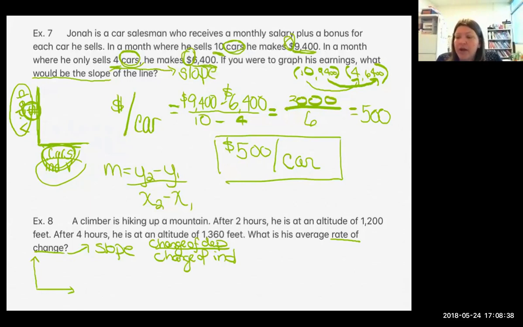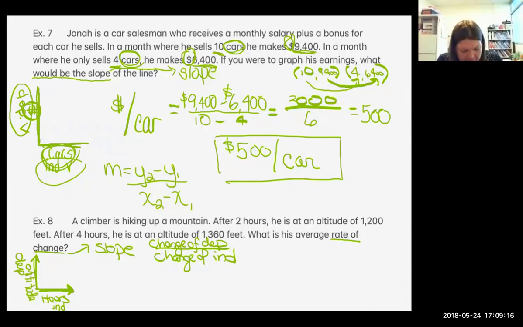I'll help you remember that I usually put time on the x-axis, the horizontal axis, because time is usually independent. It just marches on whatever I do, okay? So do you see the time in this problem? 2 hours. Exactly. So my hours will be my independent variable. And then what depends on the time? What's my dependent variable? Altitude. Brilliant. So I have my altitude, how high I'm at, depending on how long I've been hiking.